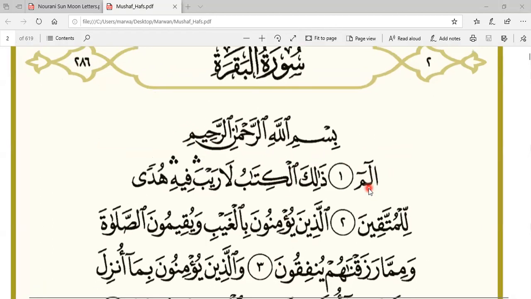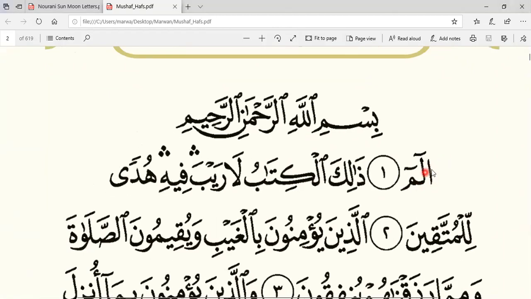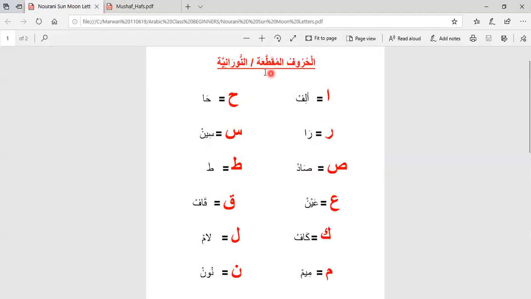Now, in here, there's this ayah where we have these letters without any accents, without any harakat. There's no harakat, no accents, no fatha, no kasra, no dhamma. How do we pronounce these letters? In reality, there's 29 surahs in the Quran that start with such letters, okay? And these letters are called al-huruf al-muqatta'a, or al-huruf al-nuraniyya.